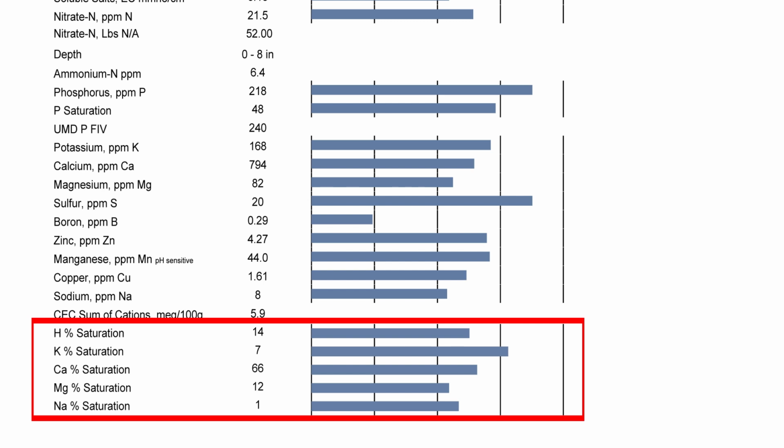For hydrogen, we're going to want our levels to be approximately less than 10%. Sodium, we want less than 1%. Calcium, we like in the range from 65 to 80%. Magnesium, we like somewhere between 12 and 25%. And potassium, we like 4 to 8%. Now, these aren't hard and fast numbers that have to be strictly followed. But if you have soil that's within those ranges, you're going to be optimizing your fertility in those areas.